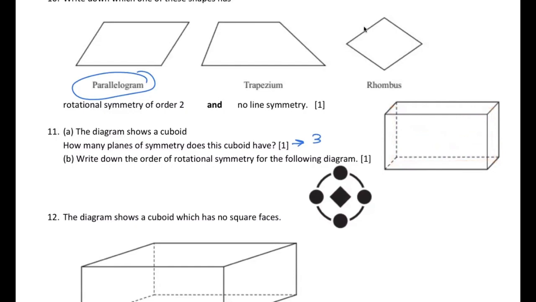Write down the order of rotational symmetry for the following diagram. What is the order of rotational symmetry for this diagram? Try to understand the diagram. How many turns will it need in 360 degrees? It's 4. After rotating 90 degrees, you're going to get the same shape. So in 360 degrees, the order of rotational symmetry is going to be 4.